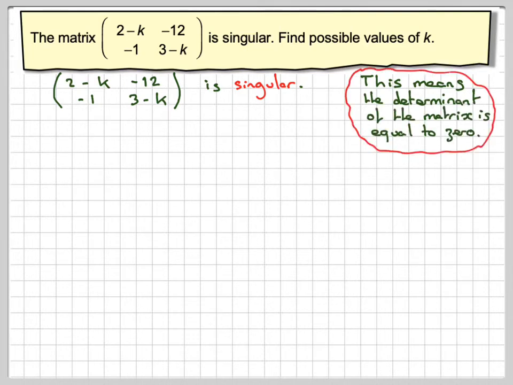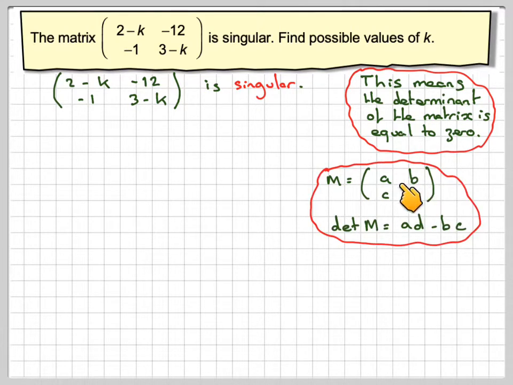So that gives us a good way of actually finding the value of k, because if we can find an expression for the determinant of this matrix and put it equal to 0, that will give me the equation that I need to solve for k. So if we've got matrix A, B, C, D, the determinant is AD minus BC. Applying that here, we've got the leading diagonal terms, these two, minus minus 12 times minus 1.